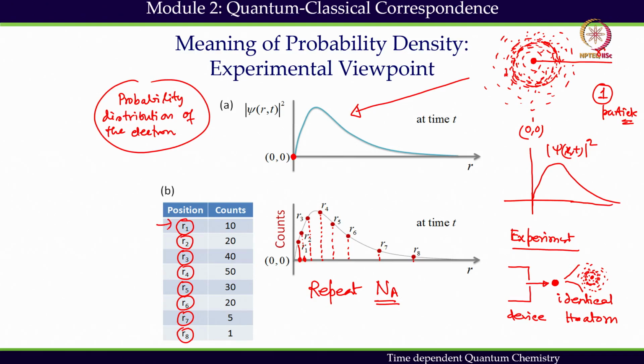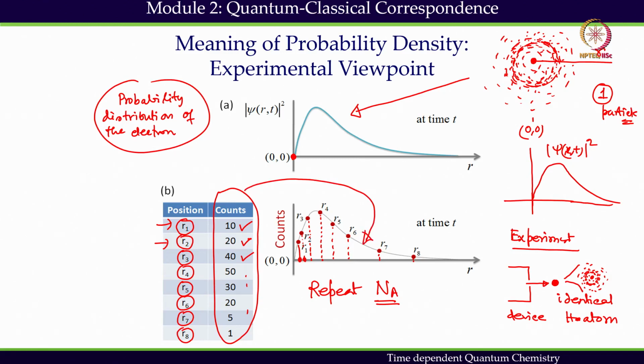Let us say R1, R2, and after counting, what I am finding is that R1 position I have found in 10 experiments, R2 position I have found in 20 experiments, R3 position I have found in 40 experiments, and so on, like this way. What we are seeing here is that these experimental counts after repetitive experiments are exactly going to show the distribution.